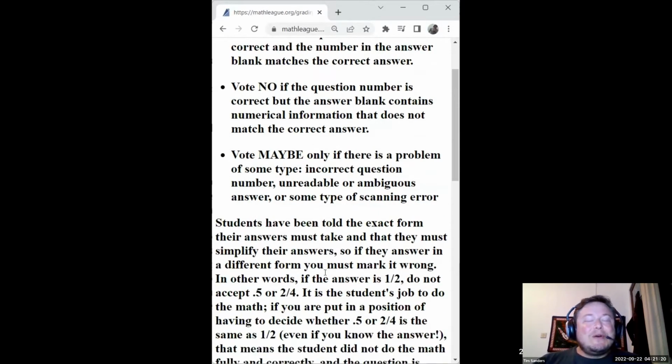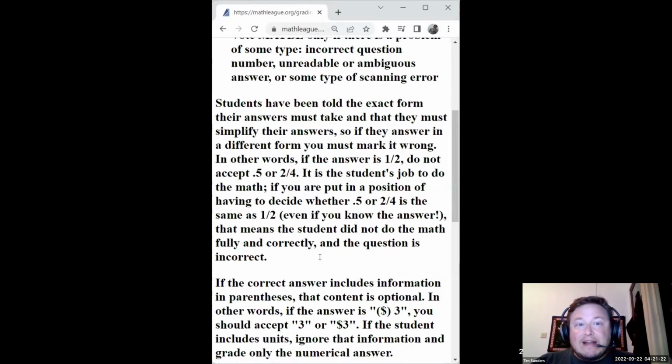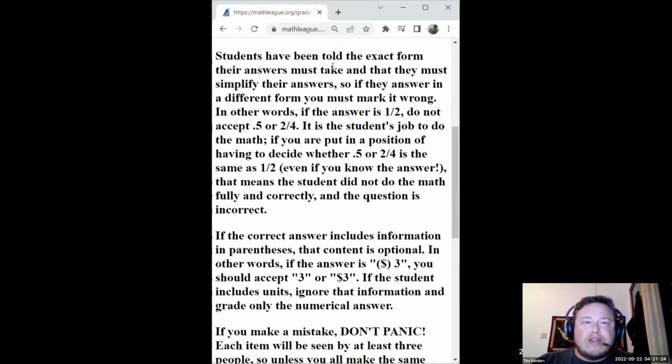All right, so for every problem that is not an integer, the students will be told the exact form that the answer has to take, right? So you have to mark it wrong if they give a different form. So if the answer is 1/2, then they cannot write 0.5 or 2/4, right? They've been told exactly what to do, and if their answer is not the same as what it shows you on the screen, you have to mark it wrong.